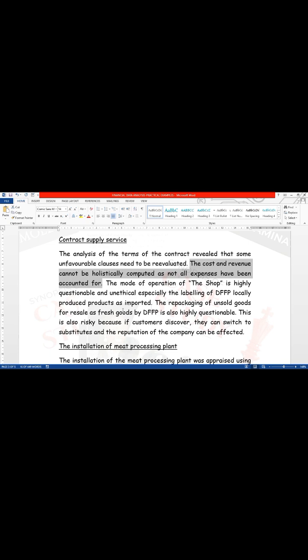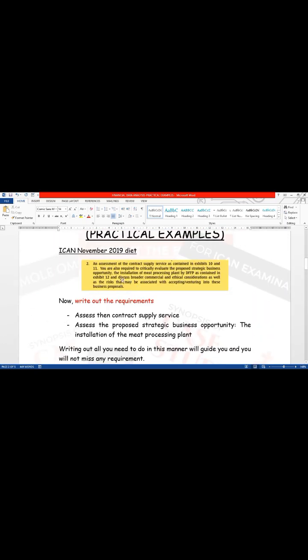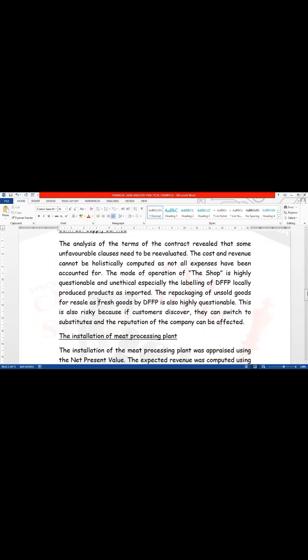The mode of operation of the shop is highly questionable and unethical. Remember, let's go back to the requirements. Let me show you something here. We're asked to discuss broader commercial and ethical considerations, as well as the risk that may be associated with accepting or venturing into this project. So you are supposed to discuss the commercial and ethical considerations and also the risk. Don't forget to do that as well.